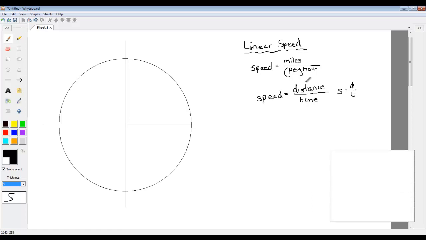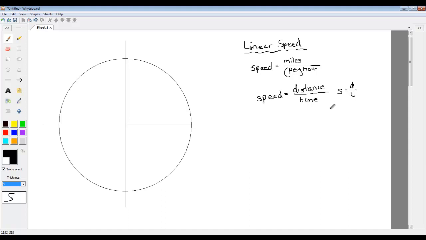The miles is your distance, and then the time is the hours. But that's linear, because usually when you think about driving somewhere, you're going from point A to point B, and you might drive straight, you might turn, that kind of thing, but you're still looking at driving in a two-dimensional kind of manner. But that's a linear speed. So we're going to take that formula and play with it a little bit.